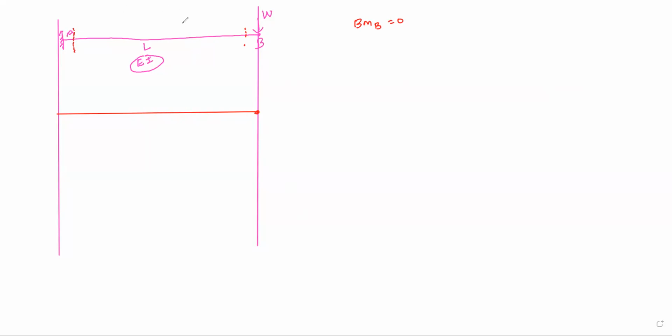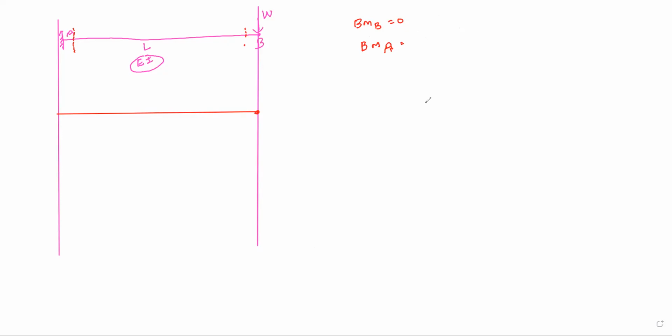Again look from the right side. Take the moment about point A due to all the forces you see on the right hand side. So can I say the bending moment at A? Can anyone tell me the value of moment at A from the right hand side? Please give me the answer. W into L. Plus or minus?